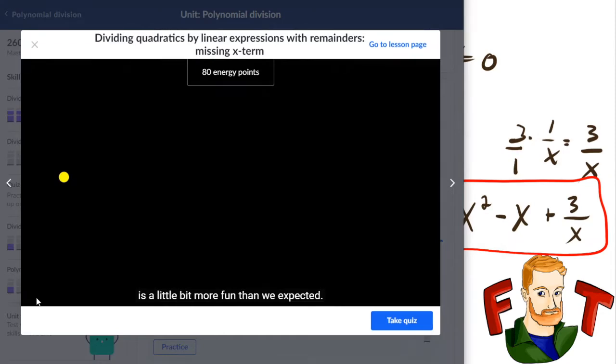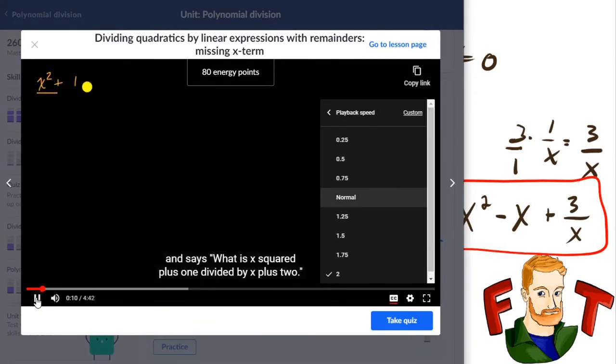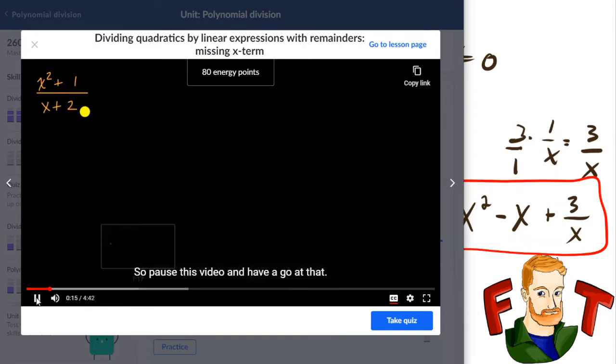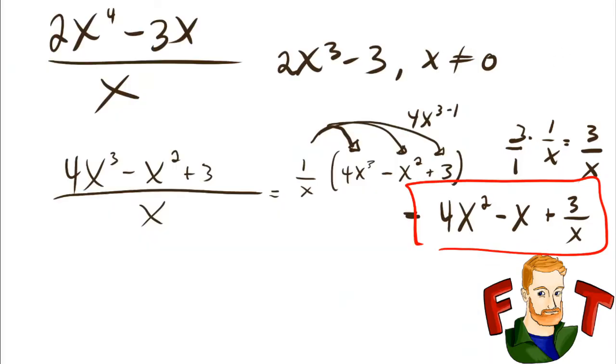This polynomial division business is a little bit more fun than we expected, so let's keep going. Let's say that someone walks up to you in the street and says, what is x squared plus 1 divided by x plus 2? So pause this video and have a go at that. Okay, so x squared plus 1 over x plus 2. And I haven't cleared that off, so we need a new layer.